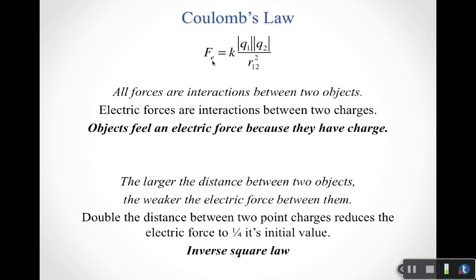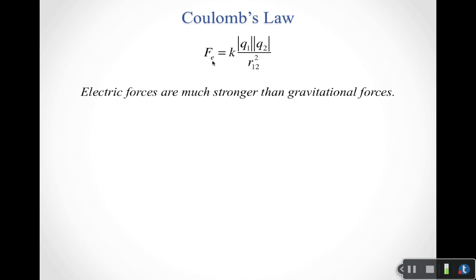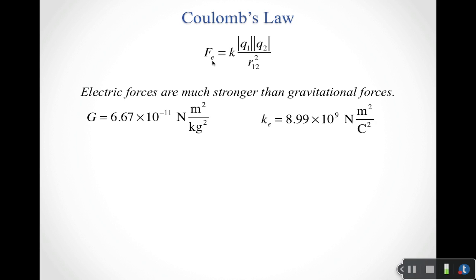So again, this is another inverse square law, just like the universal law of gravitation. Well, as a general rule, electric forces are much stronger than gravitational forces, and again, that comes down to the value of that constant. So our gravitational constant was a very, very small number. Coulomb's constant is actually a fairly large number. It's basically 9 billion. That's a pretty big number.